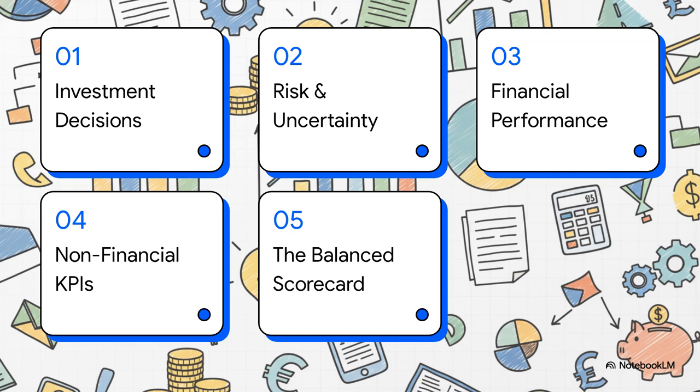Here's a quick look at our agenda. We've got 1, making the investment decision, 2, managing risk and uncertainty, 3, financial performance and ratios, 4, non-financial performance indicators, and finally, 5, the balanced scorecard approach.